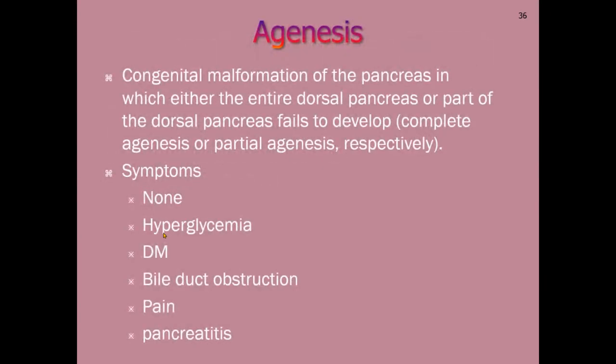So agenesis is a congenital malformation in which either the entire dorsal pancreas or part of it fails to develop, and agenesis means it didn't develop fully. Symptoms can be none. They can be hyperglycemic. They can have diabetes mellitus, that's what DM is. They can have a bile duct obstruction, pain, or it can even lead to pancreatitis. So if they had something going on of these, they would investigate further, and that's when it would be discovered.